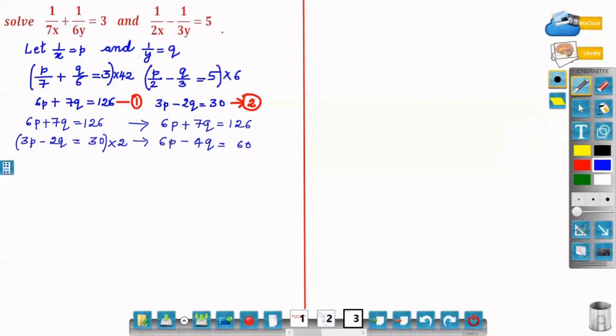Now if you add the two equations, the p variable term won't get cancelled. So we have to change the sign. Change the sign of all the terms of the second equation. We cannot change the sign of one term. So 6p minus 6p is 0, 7q plus 4q is 11q, 126 minus 60 is 66. So q is equal to 66 by 11, q is equal to 6.